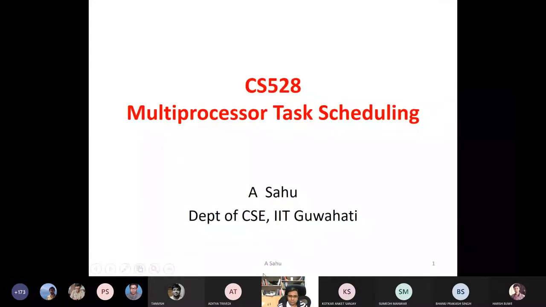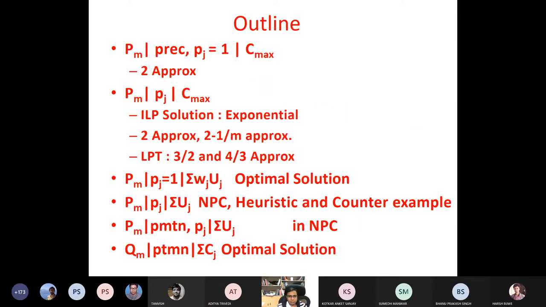Okay, let's come back to our multiprocessor scheduling. Are you able to see my screen? Yes, sir. So the outline of today's class, or maybe today and tomorrow: what I have listed are many problems related to multiprocessors. First, P m, precedence constraint, p_j equal to 1, C max. This we discussed in the last class also, and today also we'll discuss.